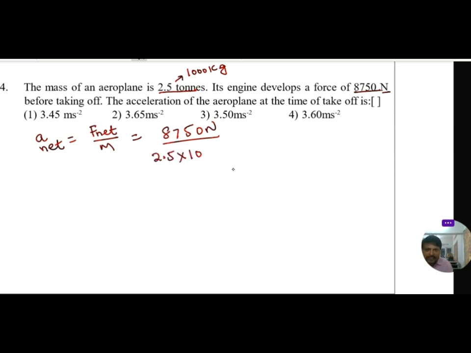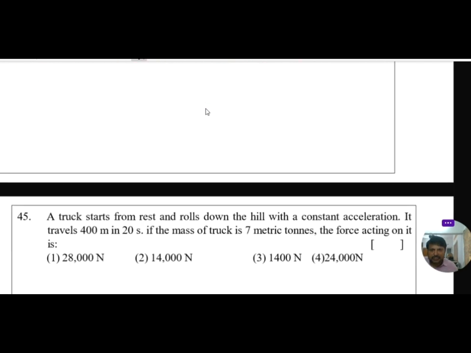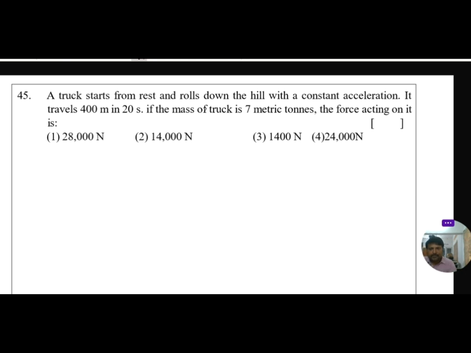Ton means in the place of ton write 1000 kg. Here the point 0 gets cancelled. 25 1 25, 3 75 and 125 25 25. So 5 7 5 2 7 by 2, that is equal to 3.5 meter per second square. Option 3 is the right answer. Let's go to the 45th question.